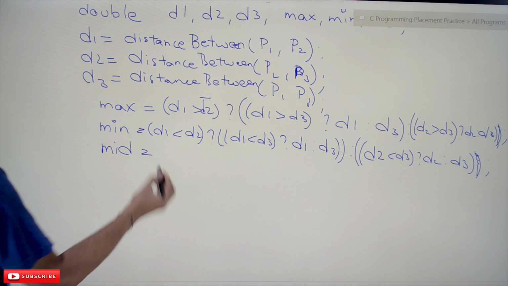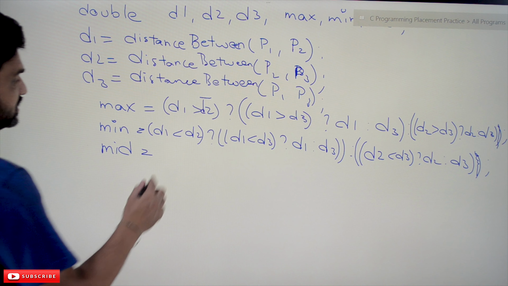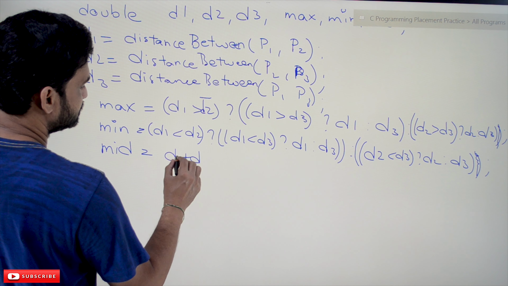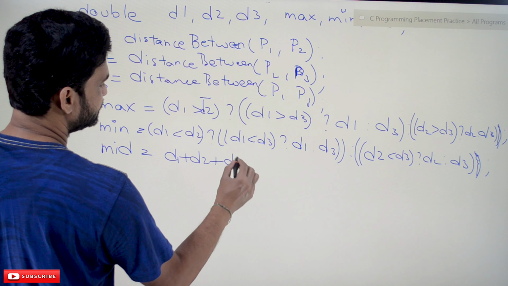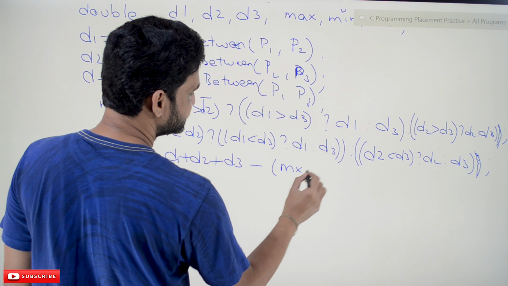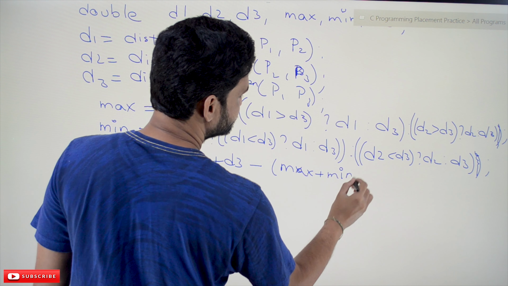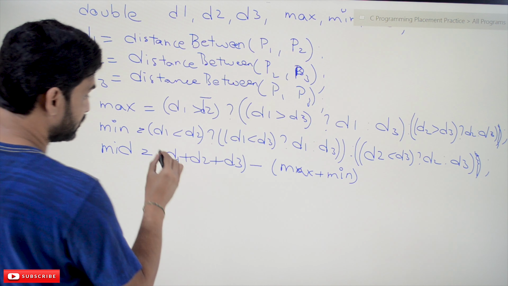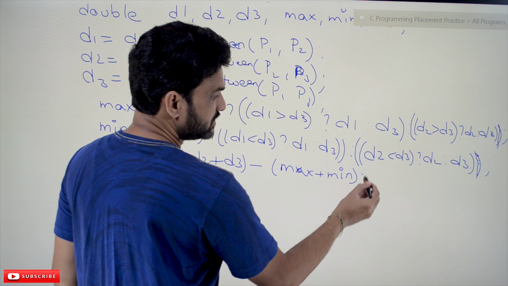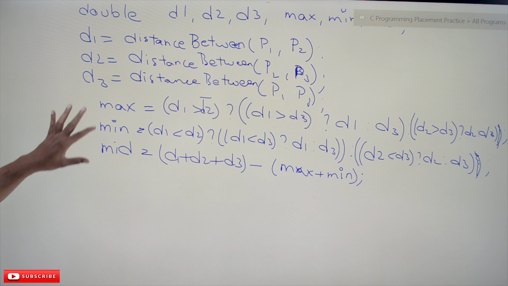How to find the mid value? We have used the logic D1 plus D2 plus D3 minus max plus min. So this is the code for the mid value. We have also proved this concept in our previous classes. So with this we are going to find the max, min and mid value.